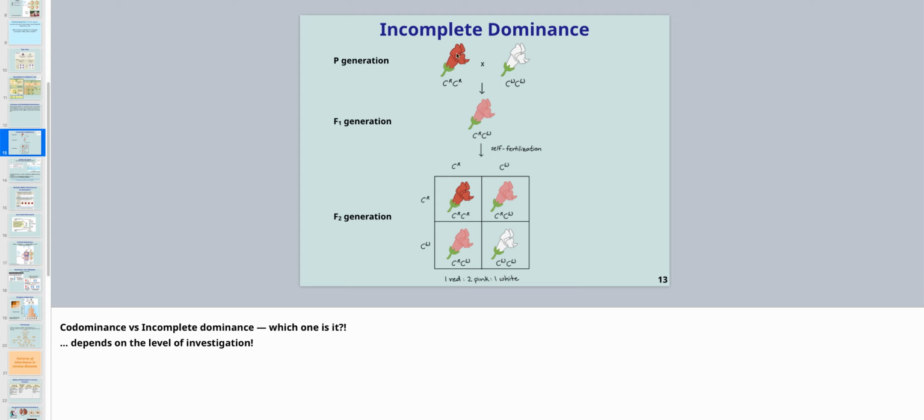But if you look at it molecularly, perhaps this flower is exhibiting both the red pigment as well as the white pigment. At a molecular level, it can seem like a case of codominance rather than incomplete dominance. So the question of whether this is codominance or incomplete dominance oftentimes depends directly on the level of your investigation. Are we looking at it with our naked eye or are we looking at it under the microscope?